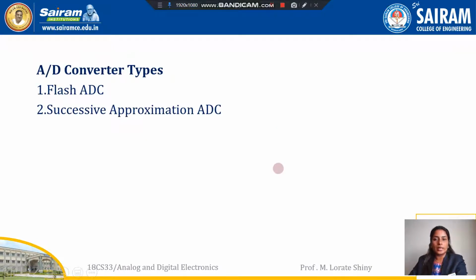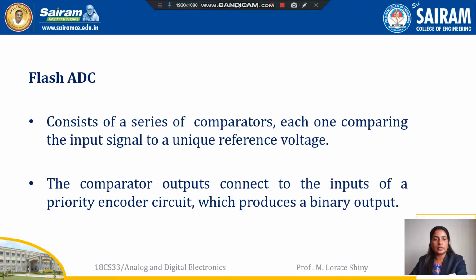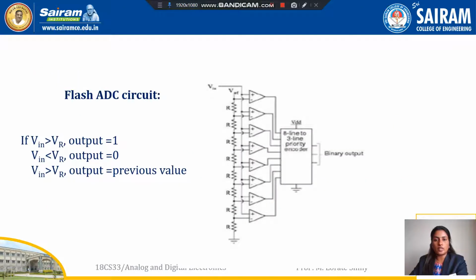There are two types of analog to digital converters: flash analog to digital converter and successive approximation analog to digital converter. Flash analog to digital converter consists of many comparators. Each one is comparing the input signal with the reference voltage. The comparator outputs are connected to the 8 to 3 encoder.